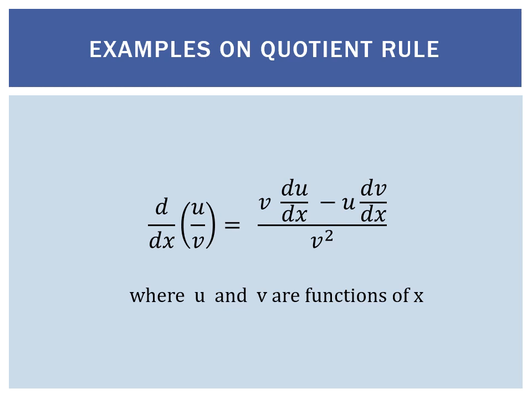In this video, we will see examples on quotient rule. For quotient rule again, the condition is that u and v are the functions of the same variable x. Then the derivative of u upon v is given by v into derivative of u minus u into derivative of v, and this whole divided by v square.